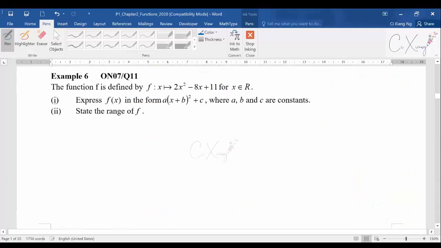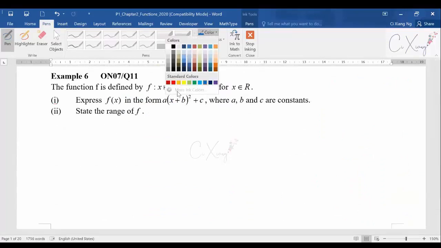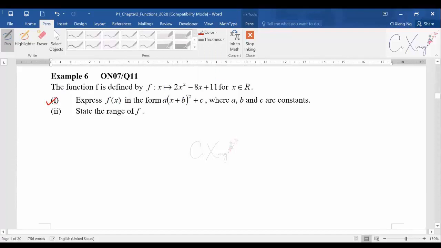Okay, example 6, this is another example. In the first part, they ask you to write f(x) in completing square form, and after that they want you to state the range of f. If you want, maybe now you can do the completing square yourself. The answer for completing square is 2(x minus 2) squared plus 3. So what is the range? The range will be y more than or equal to 3. So this is the answer.